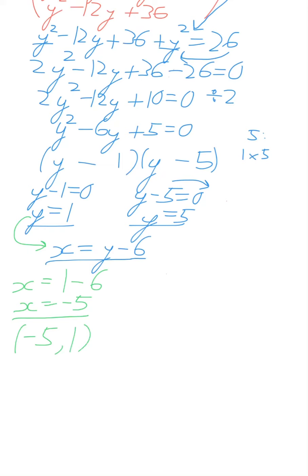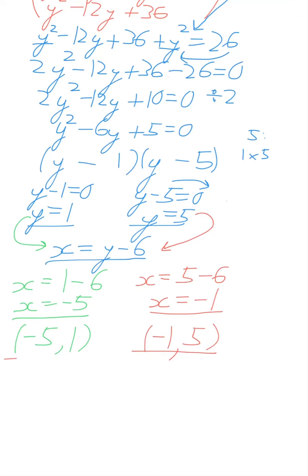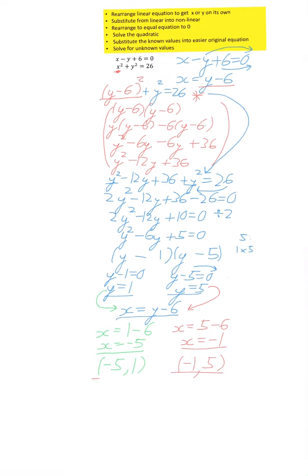Now we need to substitute in y equals 5 into the equation. So we have x is equal to, y is replaced now with 5, so we have 5 minus 6. So x is equal to minus 1. So we can write that as a coordinate as well. So we have minus 1 and 5. So you can see in these questions, you will have 2 x answers and then 2 y answers. So that is it.